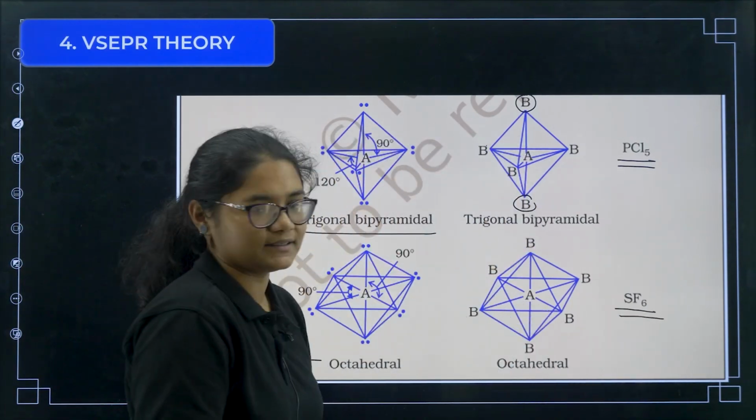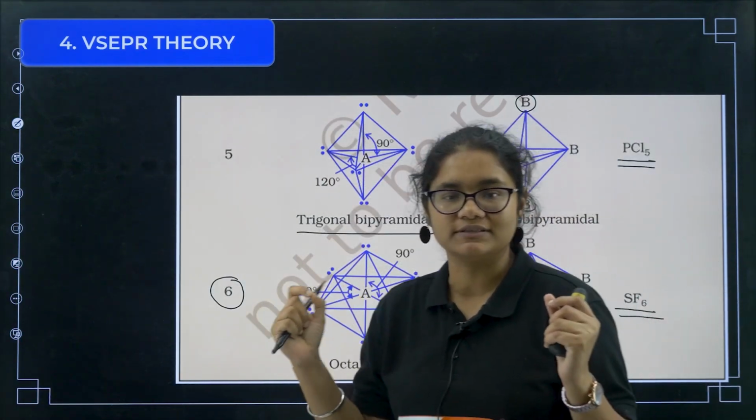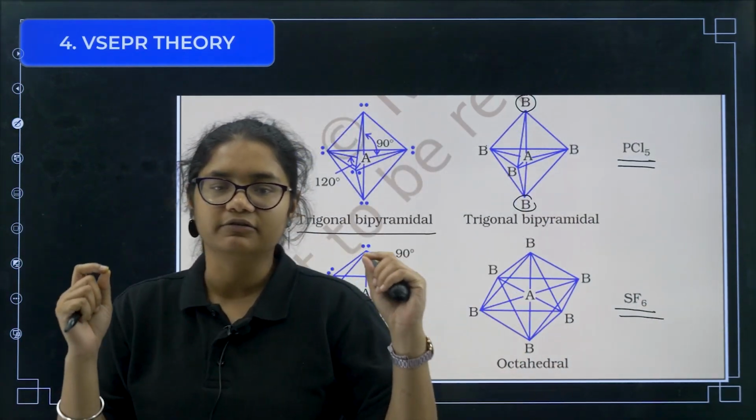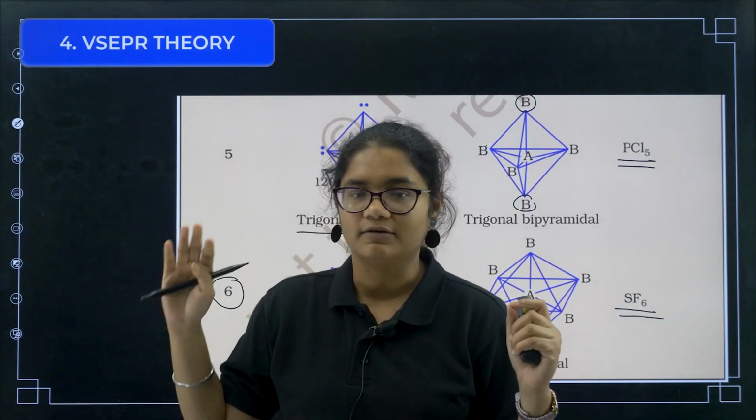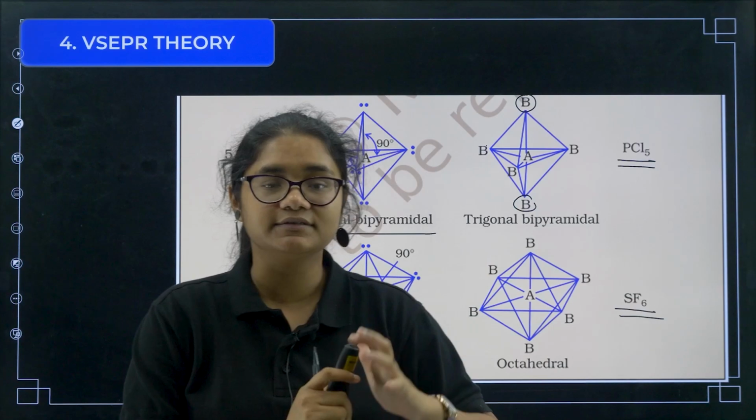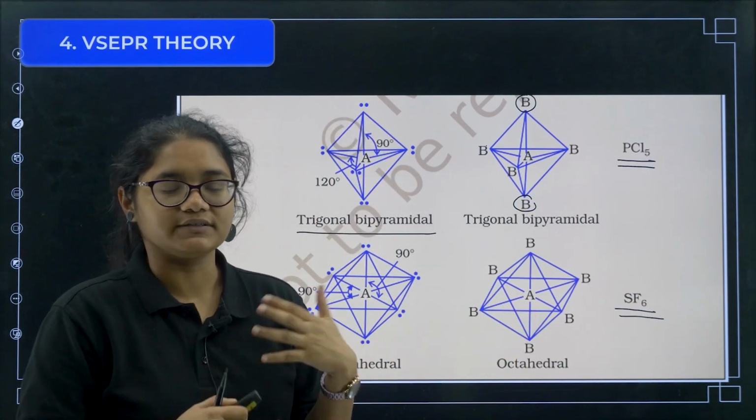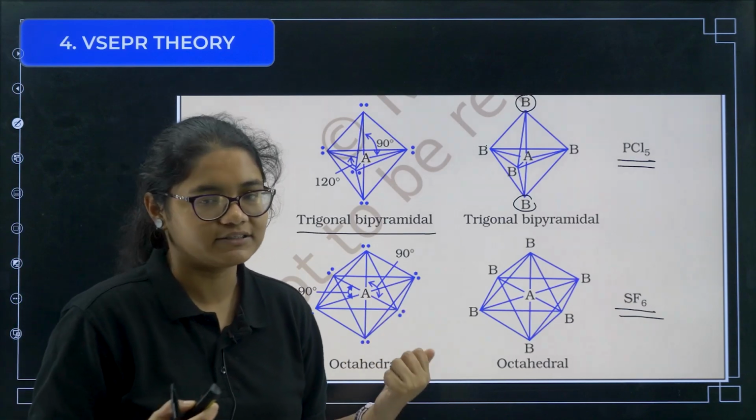Examples are SF6. Okay, let us revise it once again. If 2 electron pairs or 2 bonds are there, then it is linear. 3 is trigonal planar, 4 is tetrahedral, 5 is trigonal bipyramidal, and 6 is octahedral. Here this is without any lone pairs. Now we will see with lone pairs how the distortion takes place and how the bond angle changes.